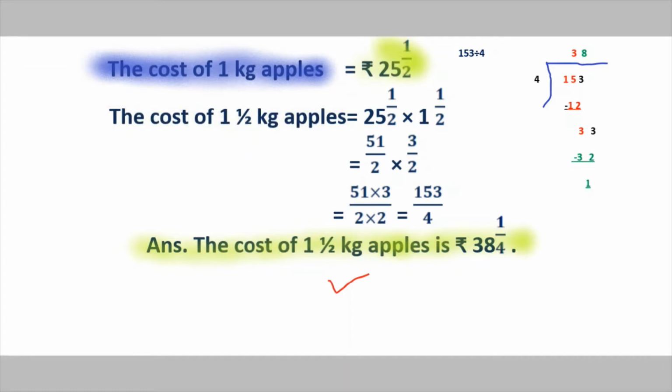So as usual we multiply the whole number 25 with the denominator 2. We know 25 into 2 is 50 plus 1 is 51 by 2. Now the second fraction is 1.5. We have to convert 1.5. In 1.5, 1 is the whole number and 2 is the denominator. So 2 into 1 is 2 plus 1 is 3, 3 by 2 is the second fraction.